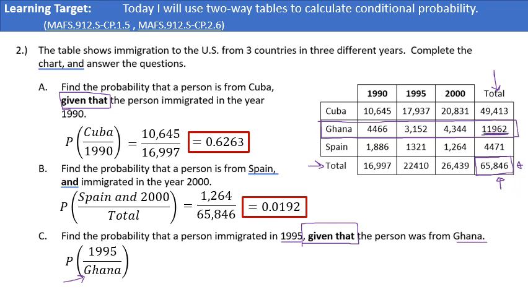All right, so what are we looking for? We're looking for the probability that they immigrated in 95. So let's go to 95. That's right here, which means we're talking about this number right there. So it's 3,152 divided by 11,962. And that's it. Grab your calculator. Equals 0.2635. And I think I rounded that, but that's okay. You're good. Anything close to that, you're going to be all right.